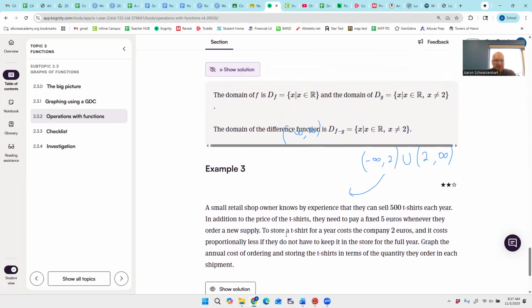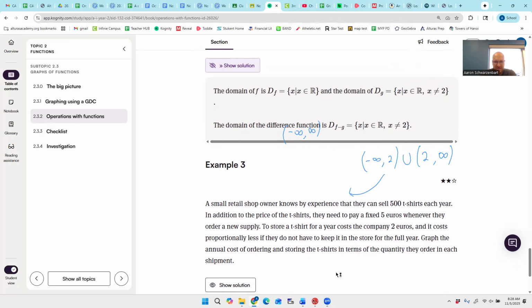Okay, a small retail shop knows by experience they can sell 500 t-shirts each year. In addition to the price of t-shirts, they need to pay a fixed €5 whenever they order a new supply. To store t-shirts for a year costs the company €2. It costs potentially less if they do not have to keep it in store for a full year. Graph the annual cost ordering and storing t-shirts in terms of quantity they order in each shipment.